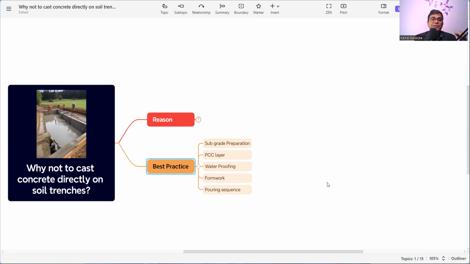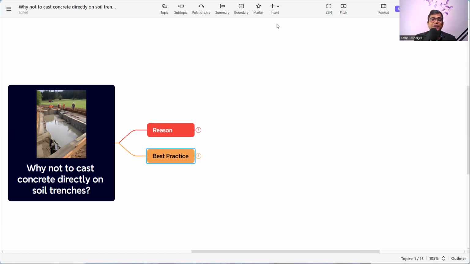So these are the best practices: subgrade preparation, PCC layer, waterproofing compound, formwork, and pouring sequence. These are the reasons and the best practices for concrete where we do not place the concrete over the soil directly.